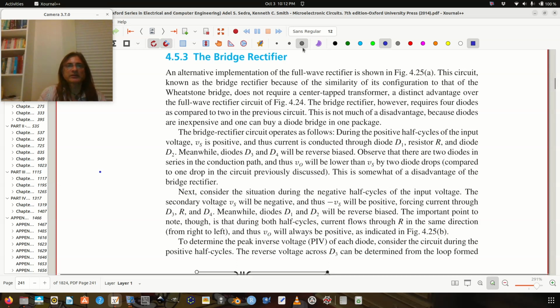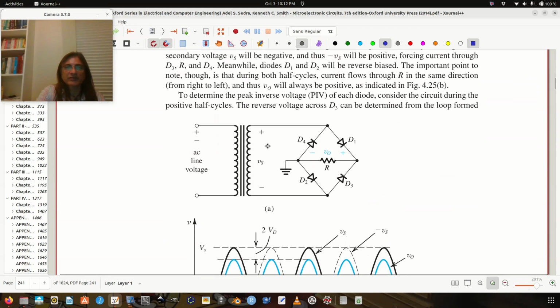In this video, we will study the bridge rectifier, and let's see how this works. Here is the circuit. We have Vs, the voltage drop from here to here. So this is negative, this is positive. Our 0 volt is over here.